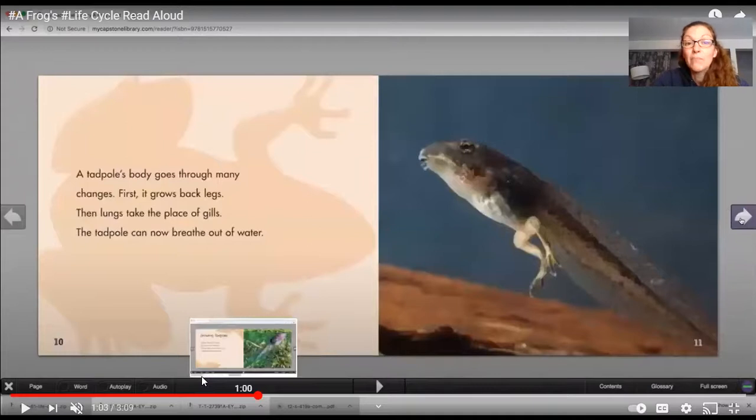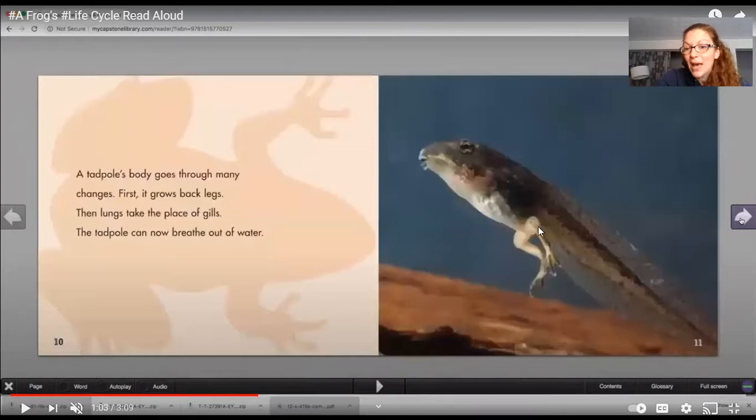A tadpole's body goes through many changes. First, it grows back legs. What's it starting to look like? Yeah, it has little frog legs now. First, it grows back legs. Then lungs. Lungs take the place of gills. The tadpole can now breathe out of water.